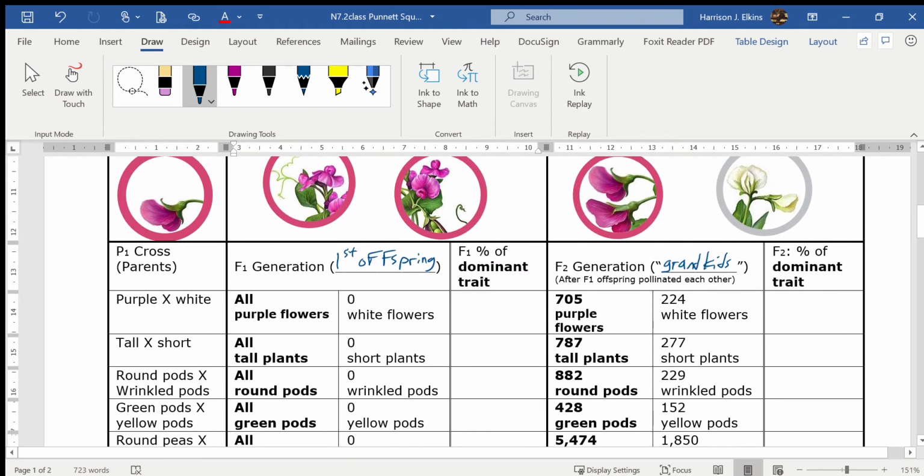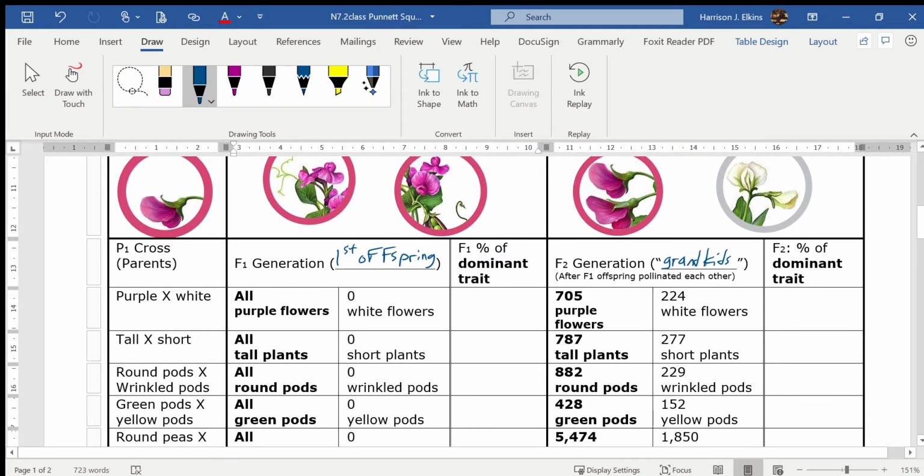All right, so we learned this last time in 7.1. When he crossed purple and white, he had all purple flowers. When he crossed tall and short, he had all tall plants, which means what? Well, it means that all the tall are dominant. So we have a dominant trait. Here we had round and wrinkled, so we know that here this was round pods, so the round was dominant. So we had 100% dominant inside of our first generation.